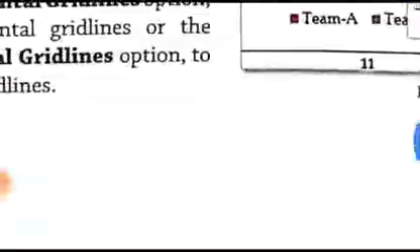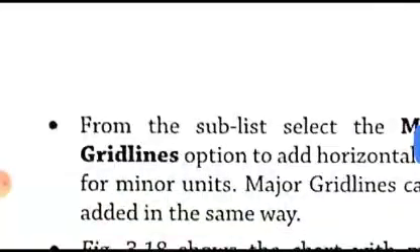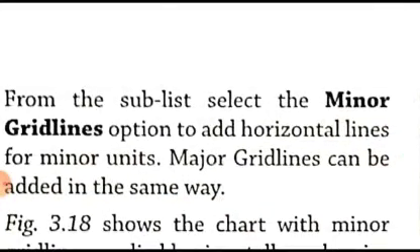From the sublist, select the minor grid lines option to add horizontal lines for minor units. When you choose the minor grid lines option, horizontal lines will be added for the minor units. Similarly, major grid lines can also be added in a similar manner.